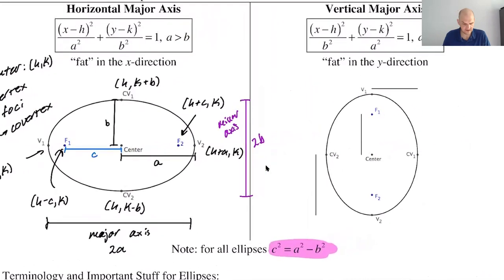There's a lot of information. The bigger number is telling you which way it's fat. So if the bigger number is under x, fat in the x direction. If the bigger number is under y, it's fat in the y direction.